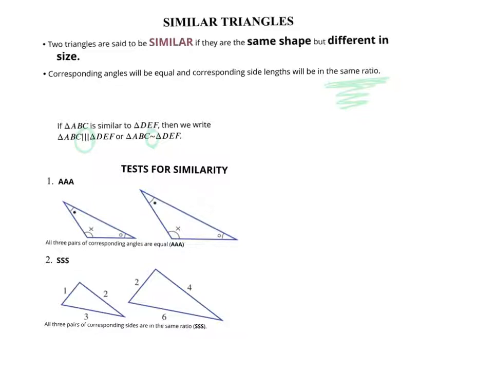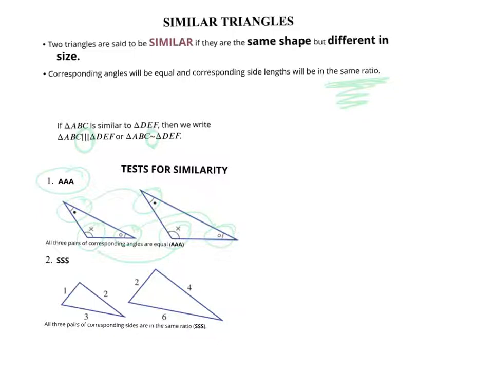A, A. Corresponding, so this angle corresponds to this one. This angle, in exactly the same spot as this one, and this angle corresponds to that one. You can see the triangles aren't the same size, but they don't have to be the same size for similar triangles.